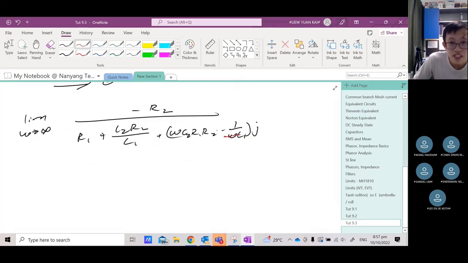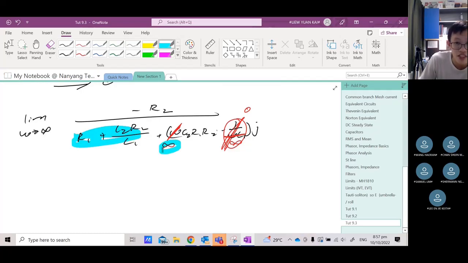So when this goes to infinity, 1 divided by infinity is 0. So this goes to 0. Next, omega here goes to infinity. Now take a look at the whole bottom. Something plus infinity should all go to infinity, right? This whole bottom will go to infinity. And something divided by infinity will be 0. A number divided by a really big number is equal to a really small number.